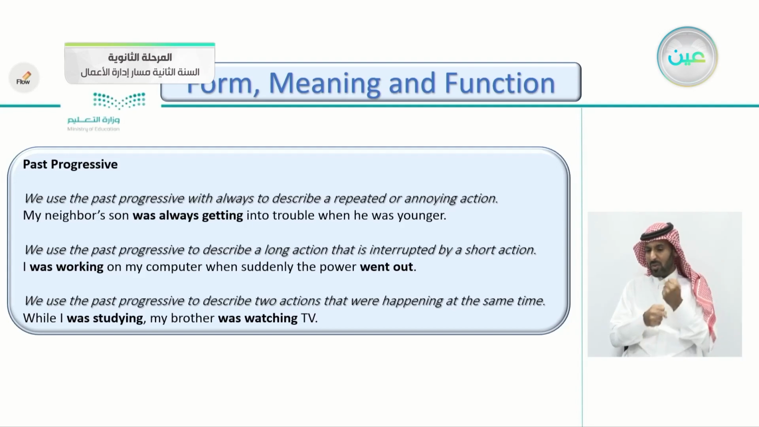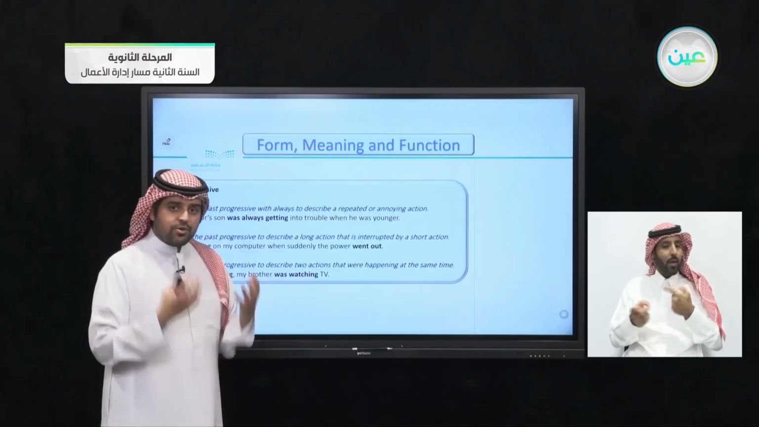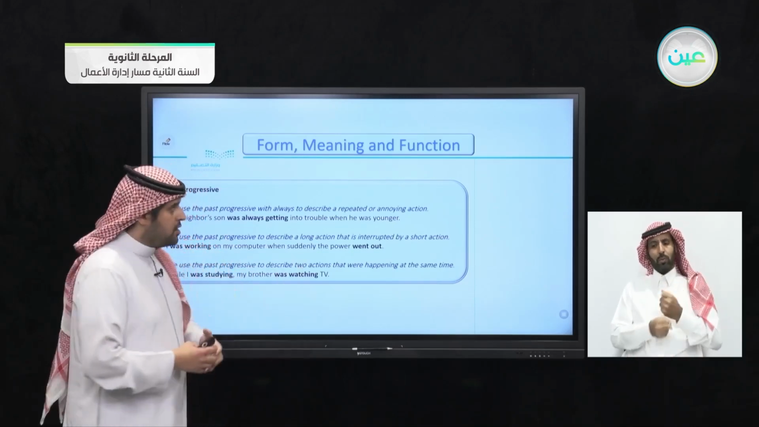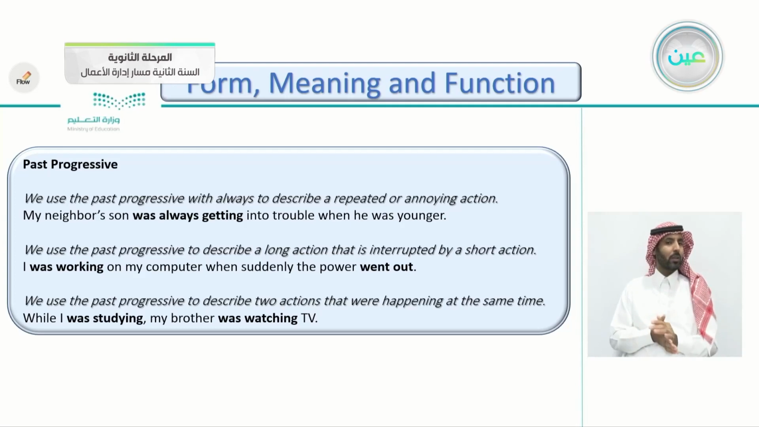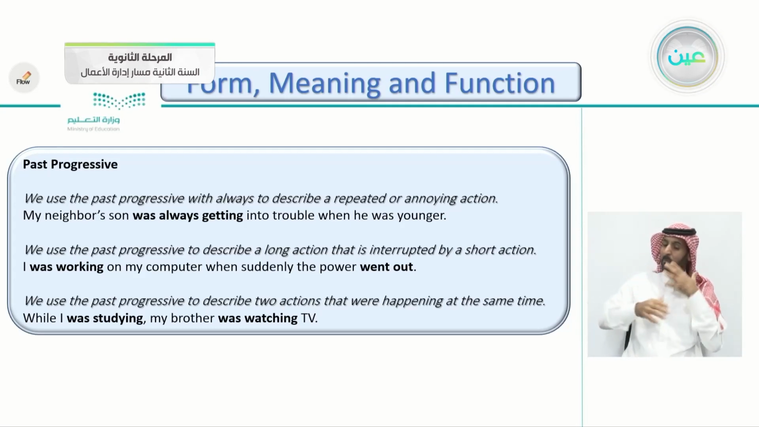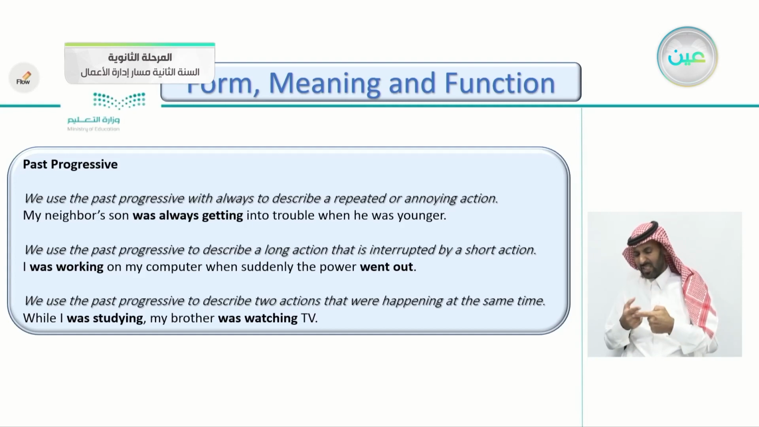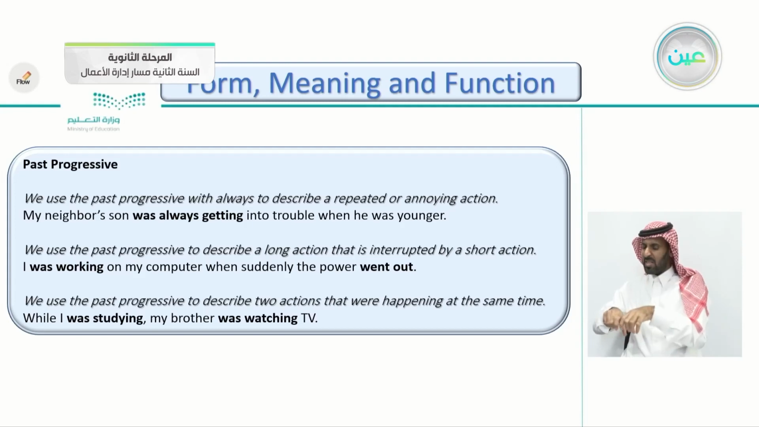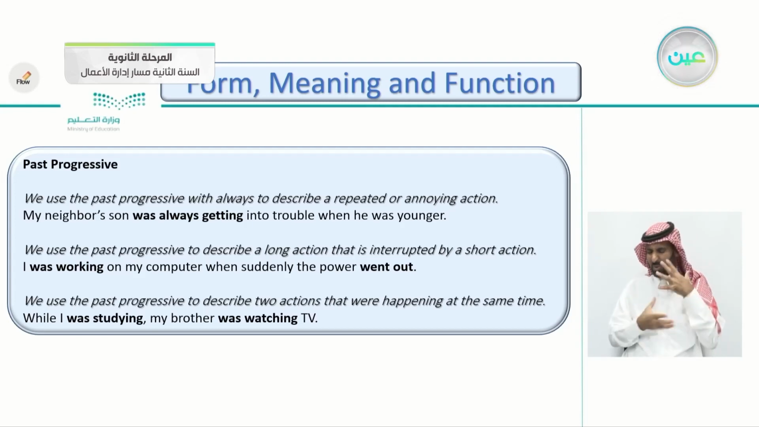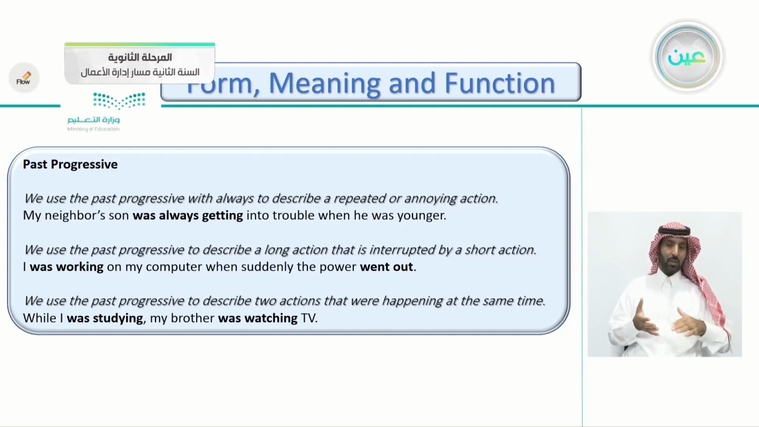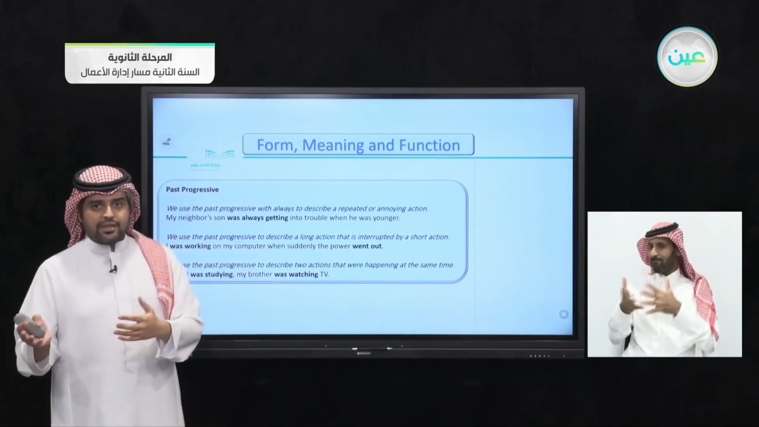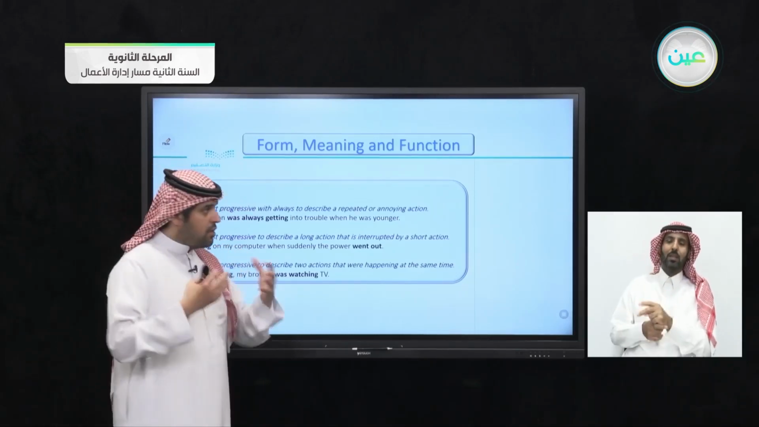We use always to describe an annoying action. You're always doing this. You're always doing that. You feel annoyed with him. My neighbor's son was always getting into trouble when he was younger. So this is an annoyance from someone. When you're annoyed with someone, you tell him, you were always doing that to me. You say that with annoyance.